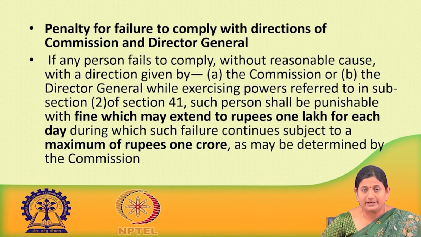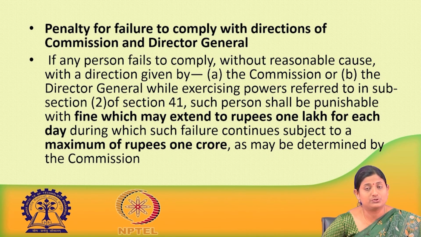Depending on the nature of the final decision, the companies should abide by the decision made by the Competition Commission of India. If the parties to the agreement or the combination do not abide by the final decision of the CCI and the Director General, then they are generally penalized. If a person fails to comply, without reasonable cause, with the direction given by the commission or the Director General while exercising their power by virtue of sub-section 2 of section 41, such person shall be punishable with a fine which may extend to rupees 1 lakh for each day during which such failure continues, subject to a maximum of rupees 1 crore. So a company may be fined 1 lakh rupees per day up to a maximum cap of rupees 1 crore, as may be determined by the commission.